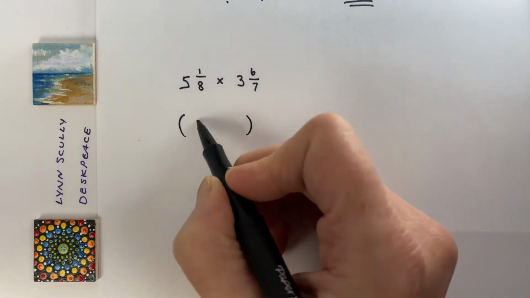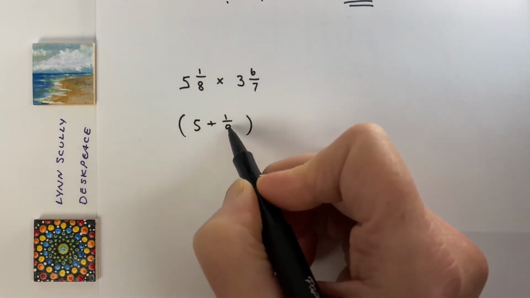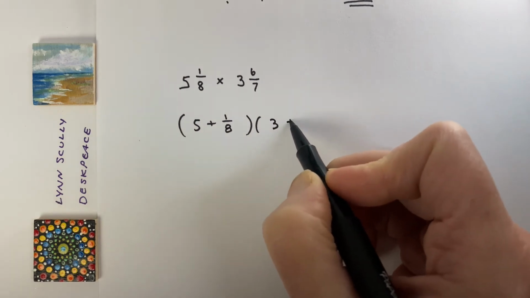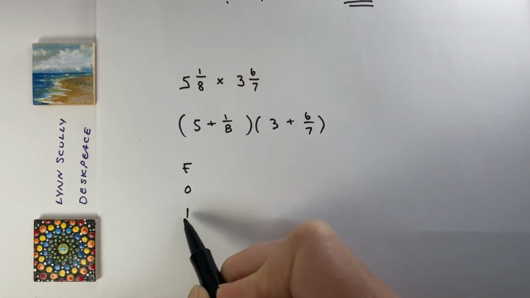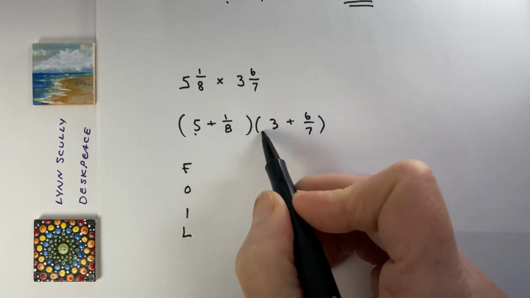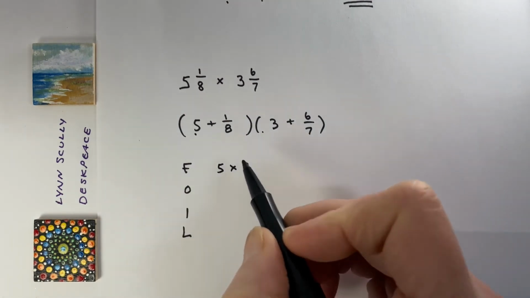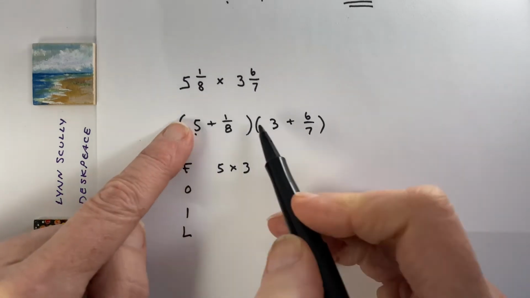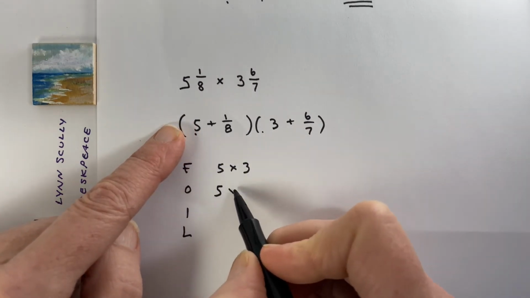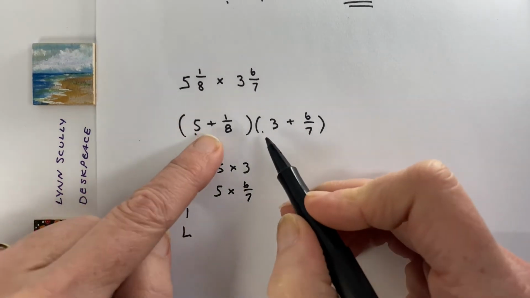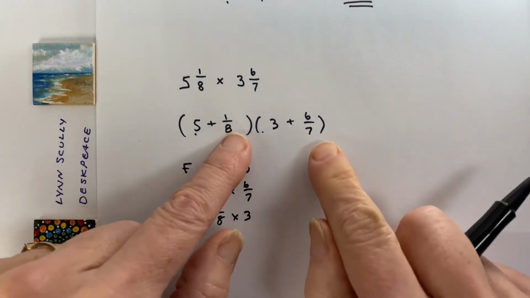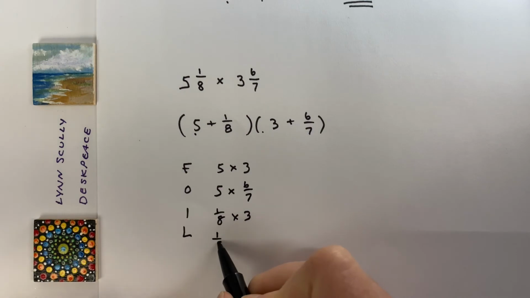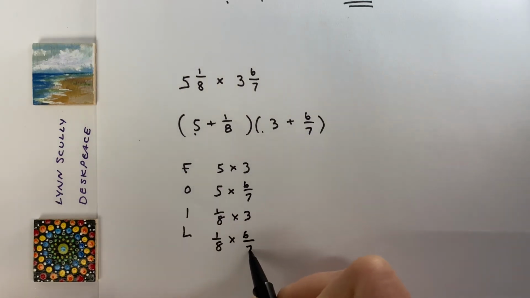So I'm going to go 5 plus 1 over 8, 3 plus 6 over 7, FOIL. First and first is 5 times 3. Outer, the outer here and the outer here, 5 times 6 over 7. Inner guys, 1/8 times 3. Last guys, 1/8 times 6/7.